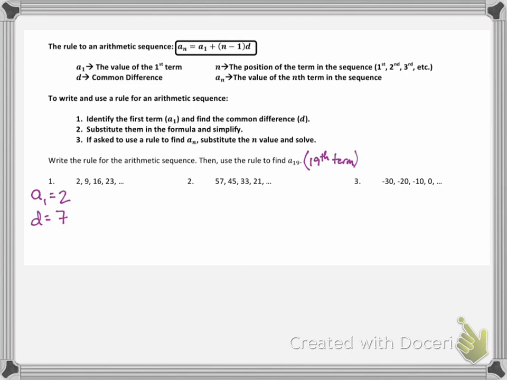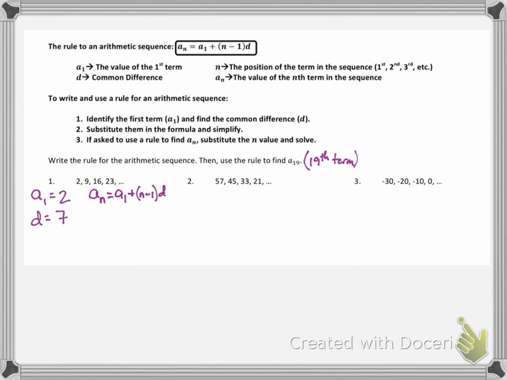Now, I'm going to write the formula. So again, a sub n equals a sub 1 plus n minus 1 times d. If you'll notice, the variable d is on the right side, and you'll see this in a lot of textbooks. I have a feeling it's more to prevent you from making very bad order of operations mistakes, so you don't accidentally add the first term and the difference together when you shouldn't be doing that.